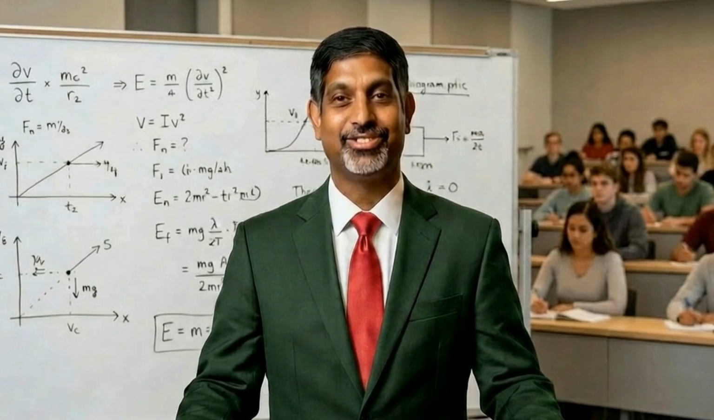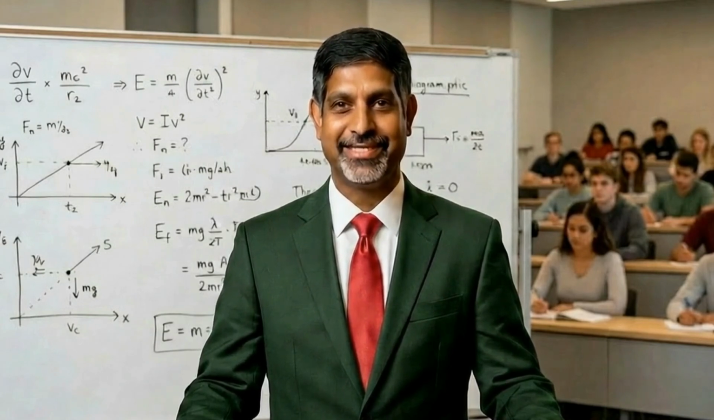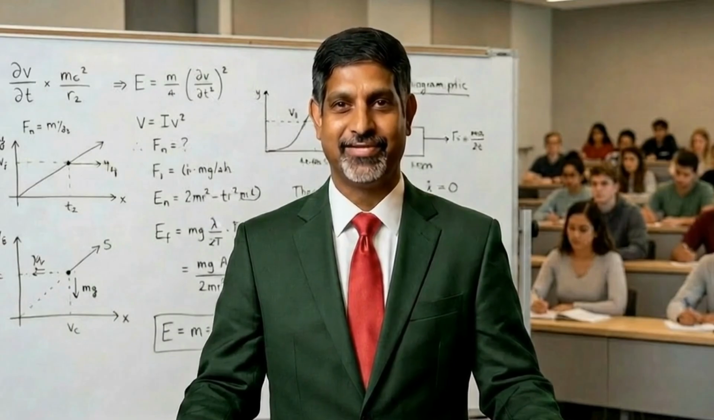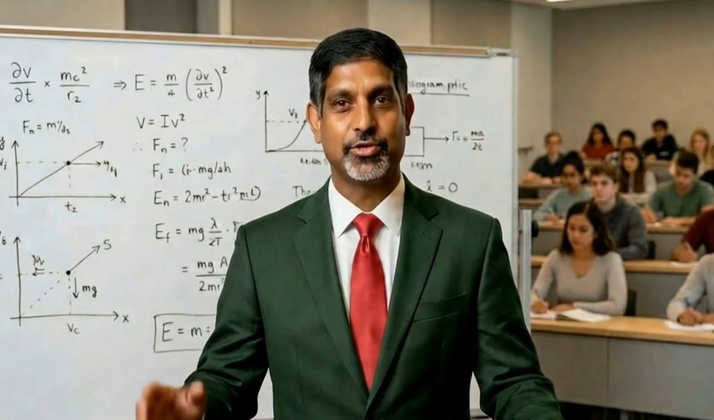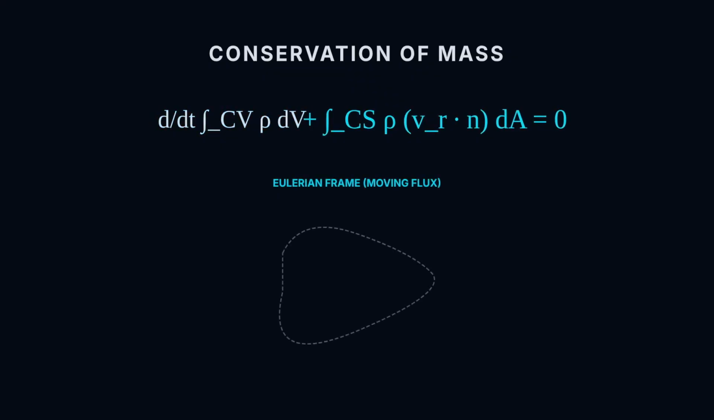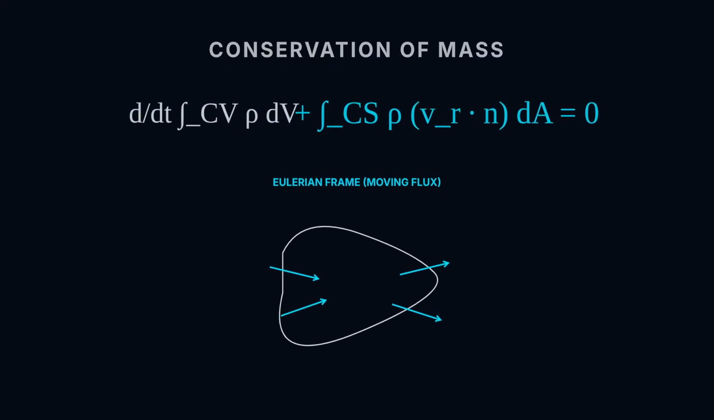Essentially, it tells us that the total change is the sum of what happens inside the volume plus what flows in or out due to the relative velocity between the fluid and the control surface. Applying this to mass, we see that for a fixed mass Lagrangian system, the rate of change is zero. However, for our moving Eulerian frame, we must account for the density flux across the surface.